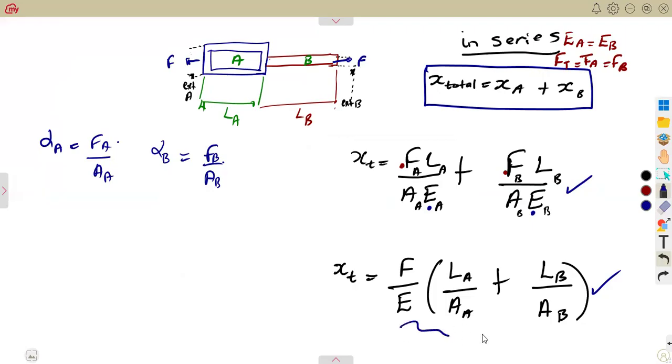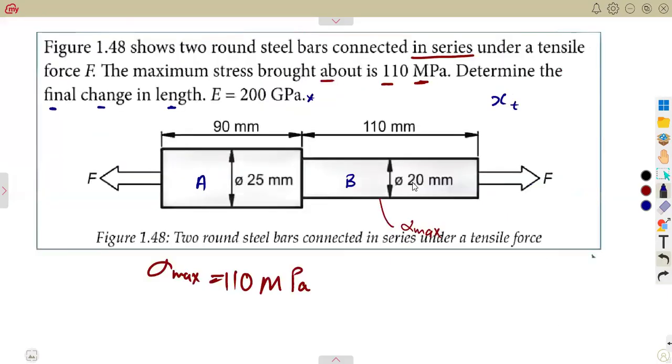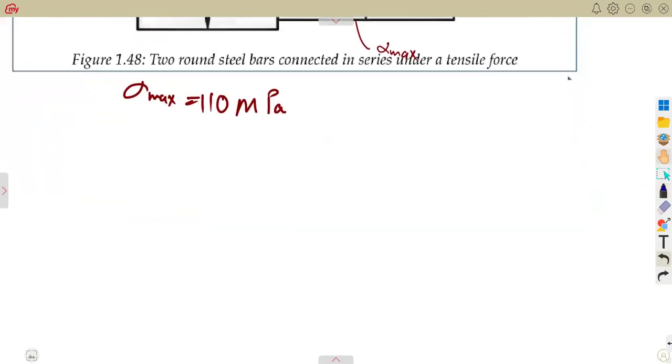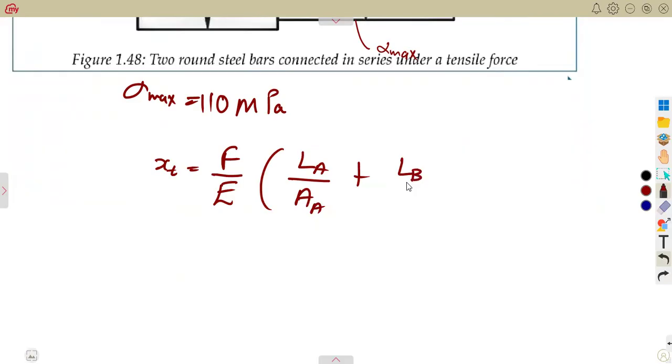If we simplify this, we can take this way. We saw where it came from. Guys, I don't think that can be a challenge to grasp. Xt is equal to F over E, times LA over the area at A plus LB over the area at B, in a simplified form so that you do not work so many things. Or you can just use that other one. It's one and the same, guys.